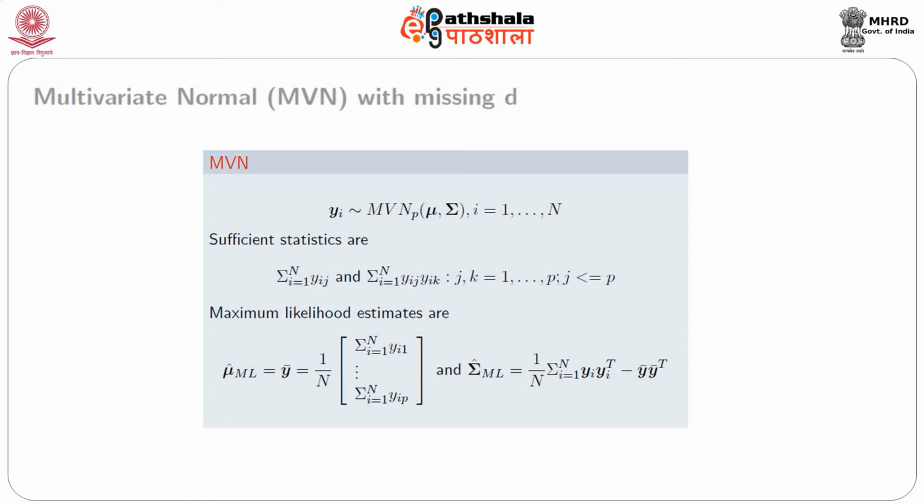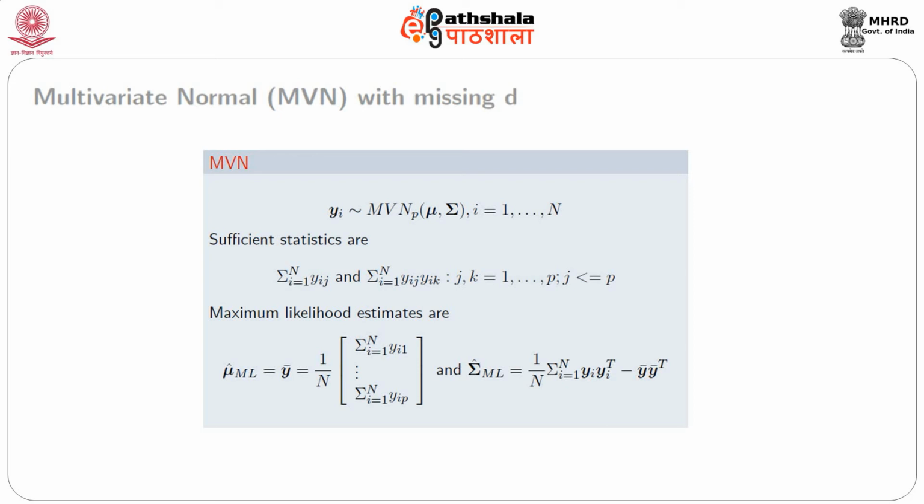So, it is a p-dimensional multivariate normal with mean mu and variance-covariance matrix sigma, for i equal to 1 to capital N. So, the sufficient statistics are summation over i equal to 1 to n of y_ij, j equal to 1 to p, and summation over i equal to 1 to n of y_ij y_ik, j, k equal to 1 to p, where j is less than or equal to k.